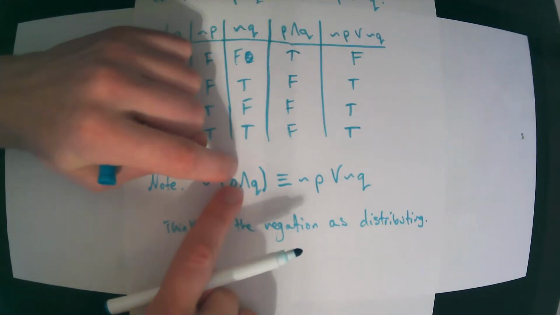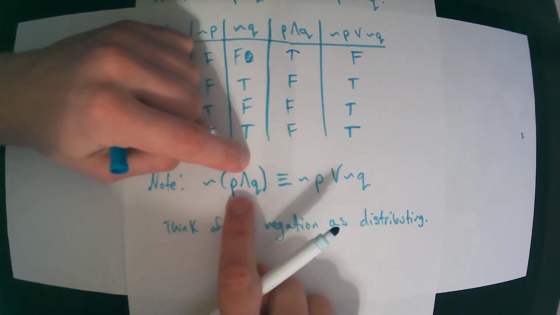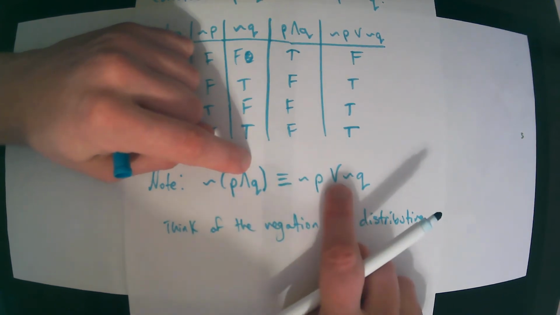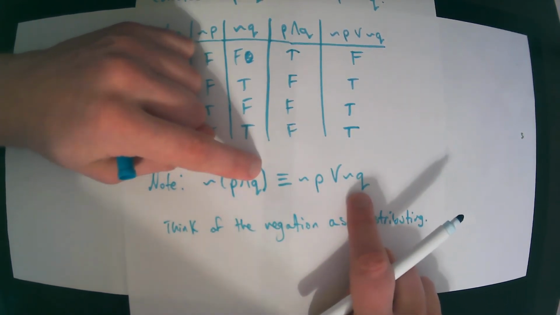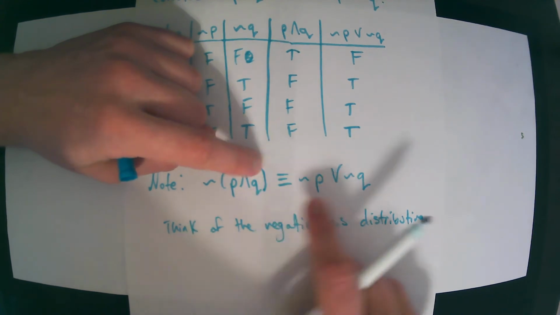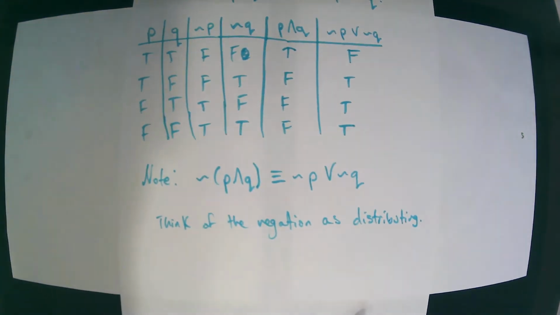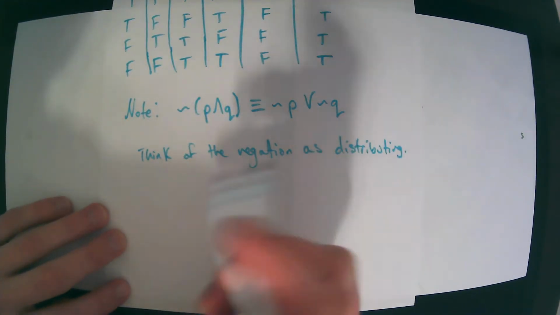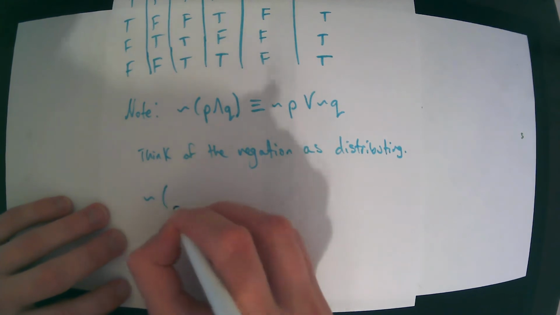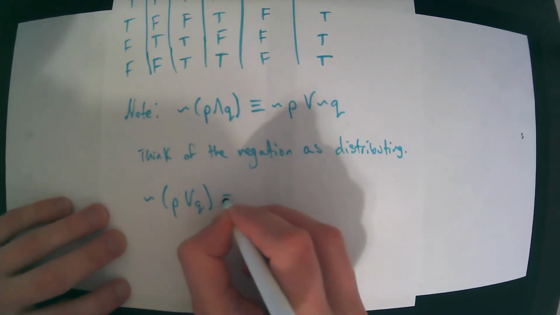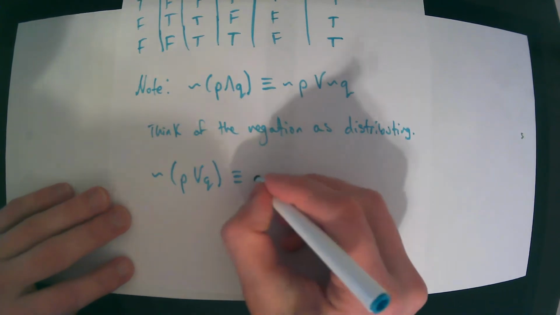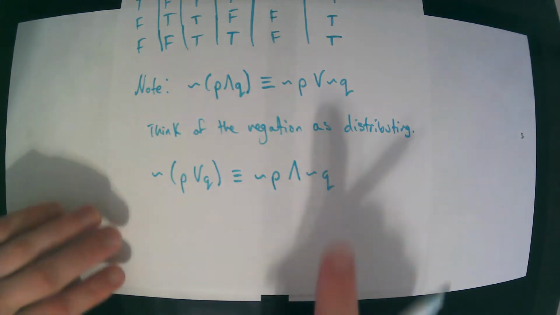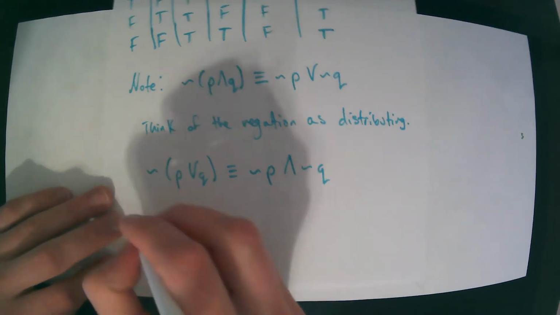See, it's out here and it distributes to all 3 of these things going on inside, and it flips all of them. It flips the P to become negative, it flips the and to become an or, and it flips the Q to become a negation of Q. And this actually works in the opposite direction. If I have the negation of P or Q, that negation can distribute. It'll make the P negative, it'll flip the or to an and, and the Q will become negative. These 2 things are called De Morgan's laws.